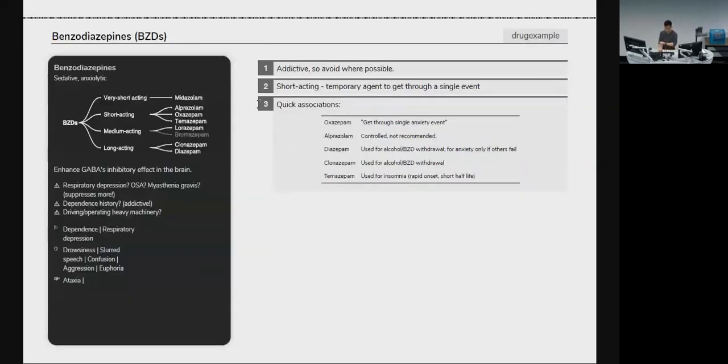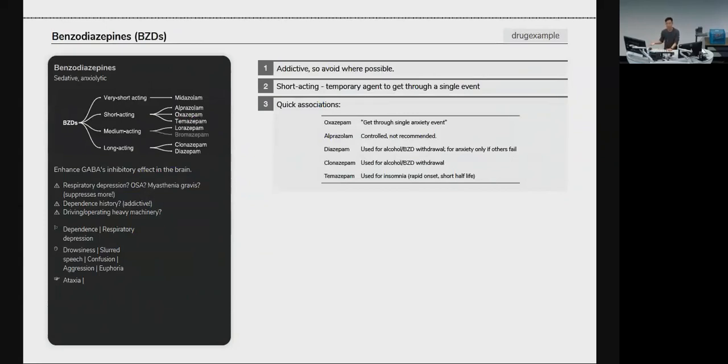I'm going to skip benzodiazepines. Actually, I'm going to skip a lot of this because we're running out of time. Key things to note for benzodiazepines: if you get a question about someone going on an airplane, it's oxazepam. Essentially, oxazepam is a really short-acting benzodiazepine. This question comes up a lot for some reason.